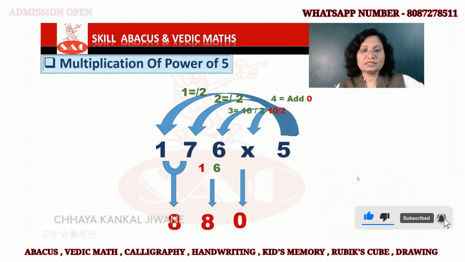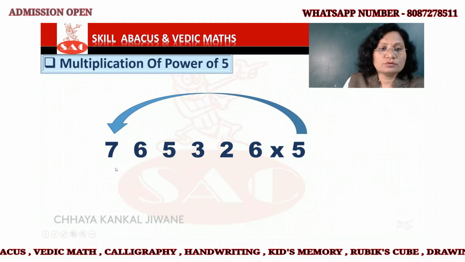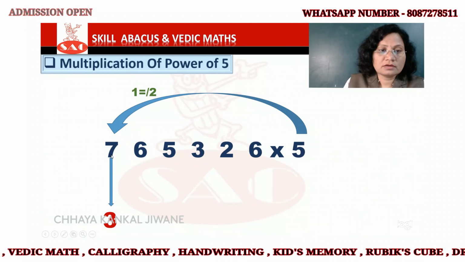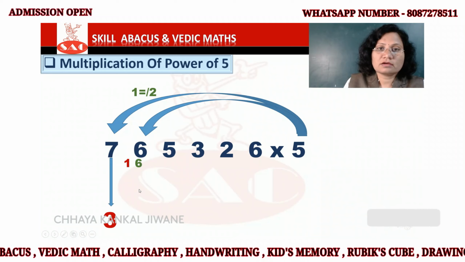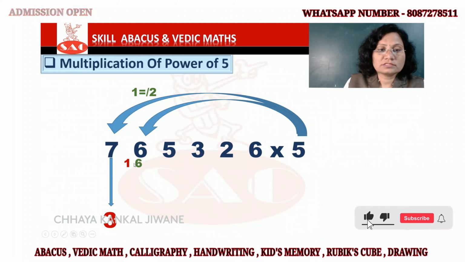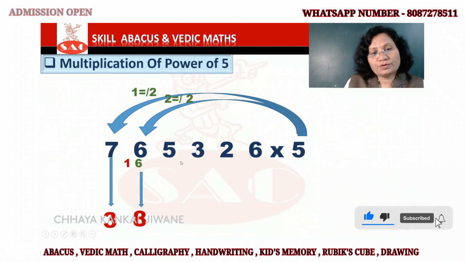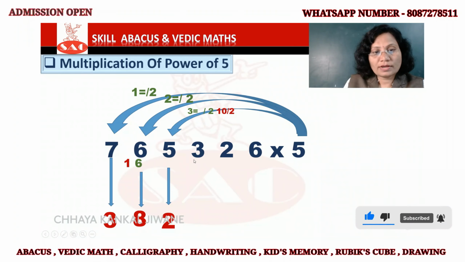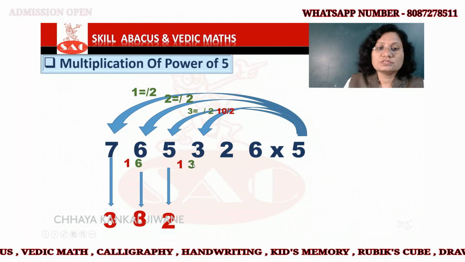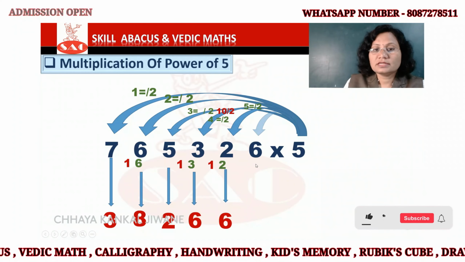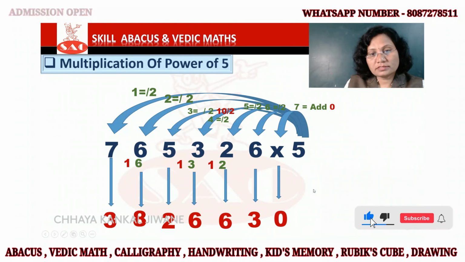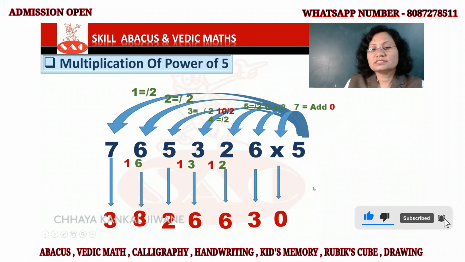Now see the next example. Divided by 2: so 3 2's are 6, so 3 here, but this is 7, so 1 remainder. Then 16 divided by 2, so 8 2's are 16, so 8 here, then 5 here. So 2 2's are 4, 1 remainder again. Then 13, so 6 2's are 12, 1 remainder again, 12, so 6 2's are 12, then 6 here, 3 2's are 6 and then 0 as it is. 3826 and 630 is the answer.